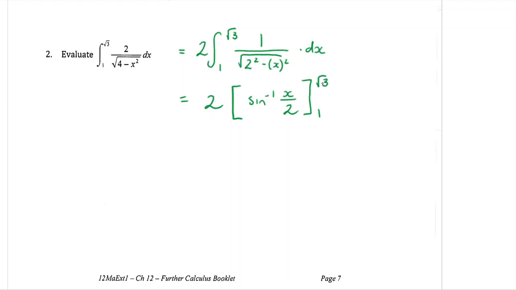We're integrating between root 3 and 1, so let's sub them in. Leave the 2 sitting out the front, open up a bracket. It's going to be inverse sine of, sub in root 3, it would be root 3 over 2. Then we subtract, sub in the second value, which is inverse sine of x is 1 over 2.